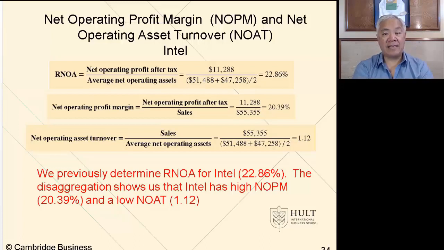For every dollar of assets, or net operating assets, they have $1 of sales. So they pick up a little bit more because it's 1.12. Predominantly, they're very profitable. Their asset turnover is a little over 1. So they're just a very powerful, well-run company.